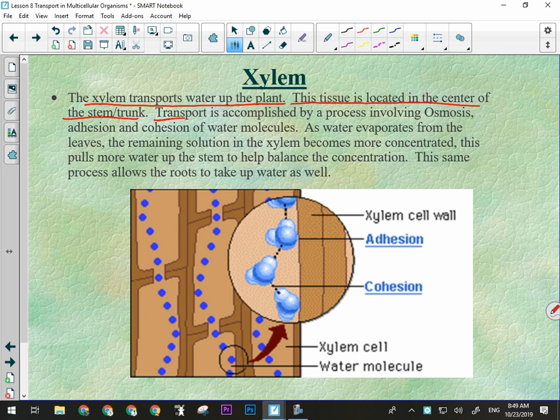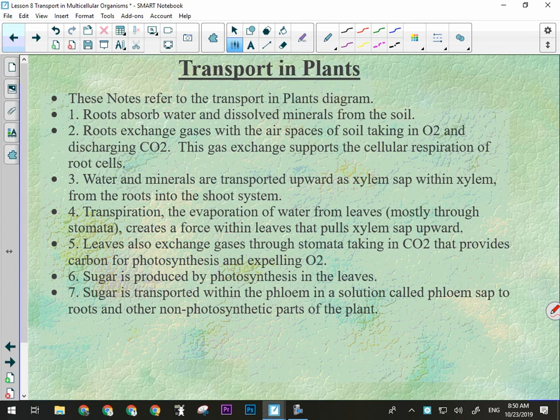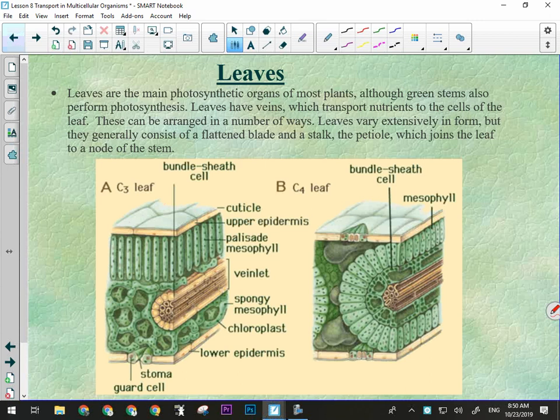Transport is accomplished using osmosis and the polar nature of water. You have to remember that those are the processes that are going to help move the water along. So if we are looking at a leaf, in terms of the layers of the leaf, the way this process works is kind of as follows. The water will come up through the xylem into the veins of the leaf.